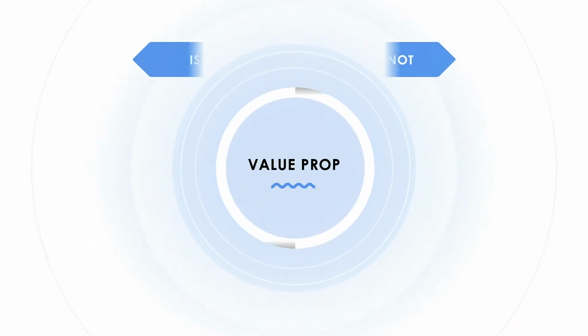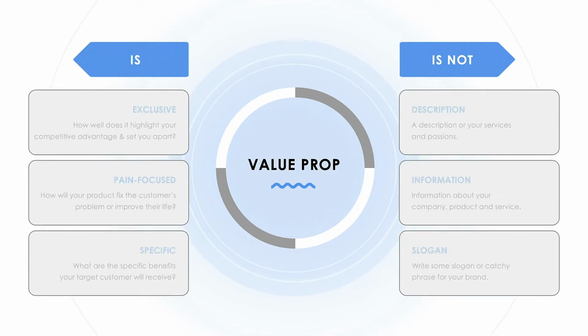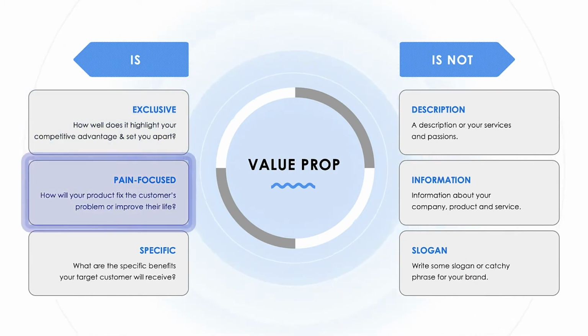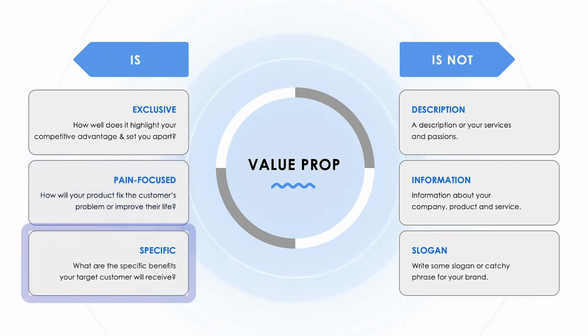Value propositions are not a product description, info about your company, or a catchy slogan. Instead, a value prop communicates number 1, your competitive advantage and what makes it unique, number 2, a solution to a real customer pain point problem, and number 3, the specifics of that solution that outline the tangible benefits the customer will receive. Take a digital product that helps commuters find the most efficient route to avoid traffic.